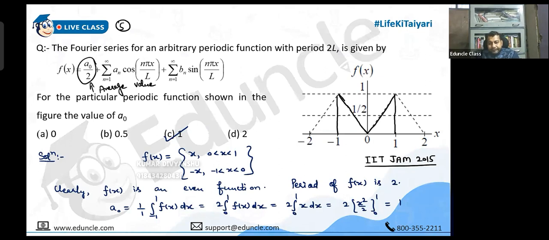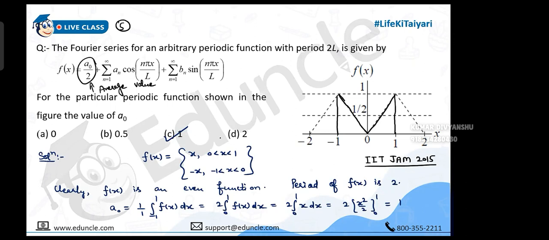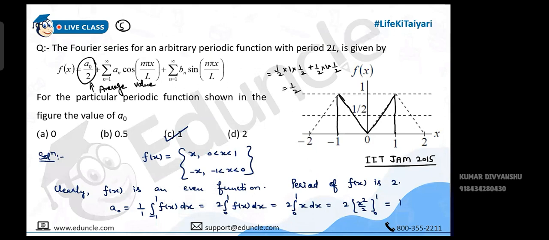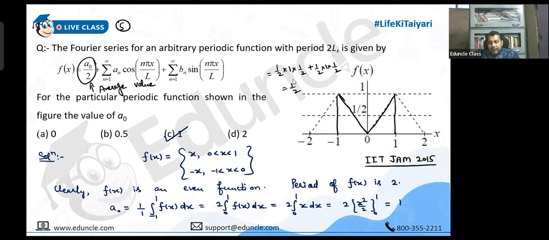Now average means, what is the area of this triangle? Half into 1 into half, plus half into 1 into half. This is the area. Total is half. And if average is half, then what is a naught? Clearly 1.